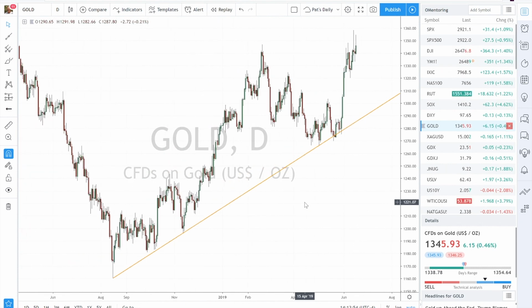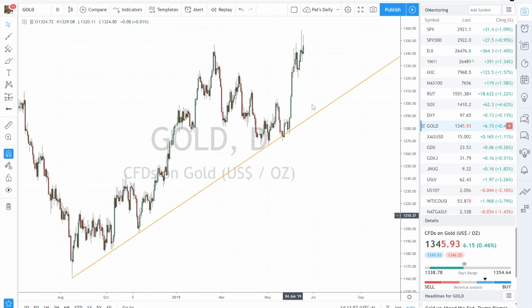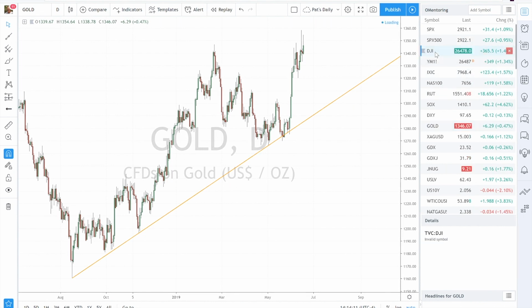You zoom out, then you can kind of see. Next time gold starts dropping down to this level, you might expect, okay, you'd start watching for a bottom around here, right? So that's gold, that's an uptrend in gold. Let's take a look at the Dow.